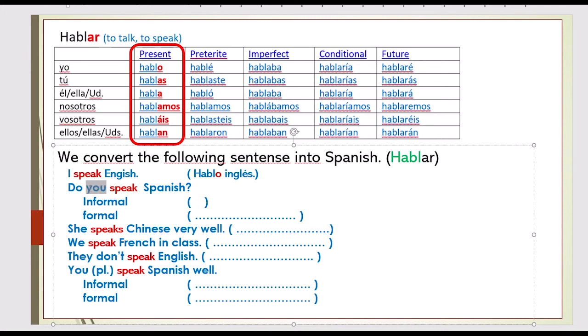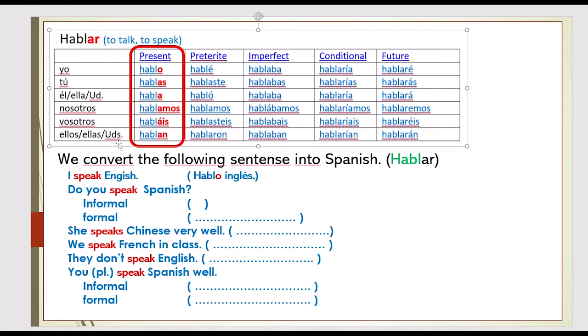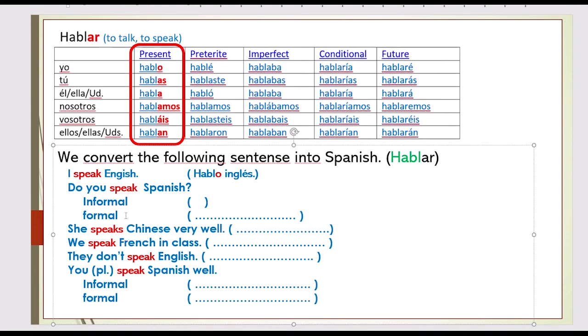Here you have two forms. The tú form is an informal form. Tú means you when you speak with a friend or with some children who are younger than you. And the formal form is usted. When you speak to an older person, you respect the person, or you just meet the person for the first time, you talk formally to this person, you use usted, not tú.